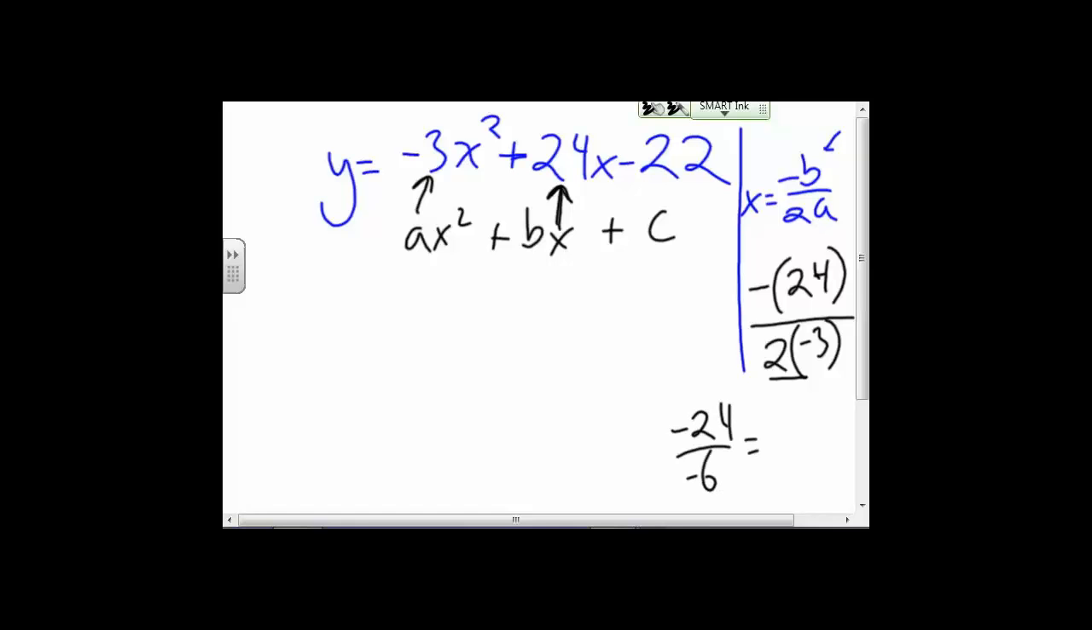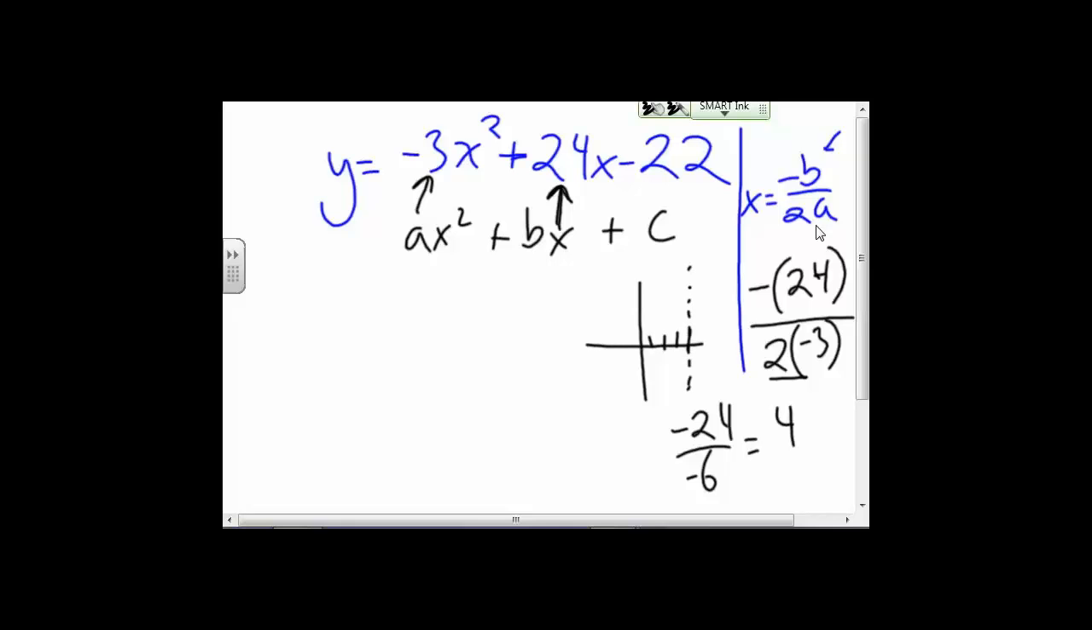Double negatives mean what? Positive. It's going to be positive. How many times is 6 over 24? 4. So I have an axis of symmetry of 4. What that means is that if I were to graph this, at 1, 2, 3, 4 would be my axis of symmetry for my parabola.